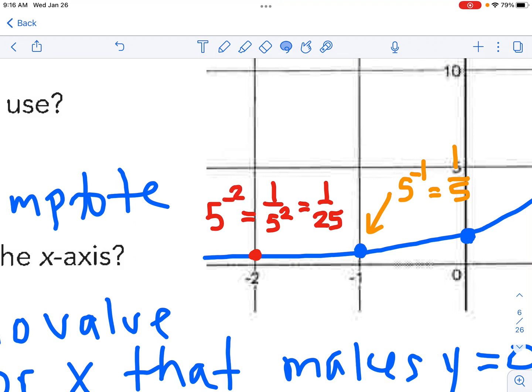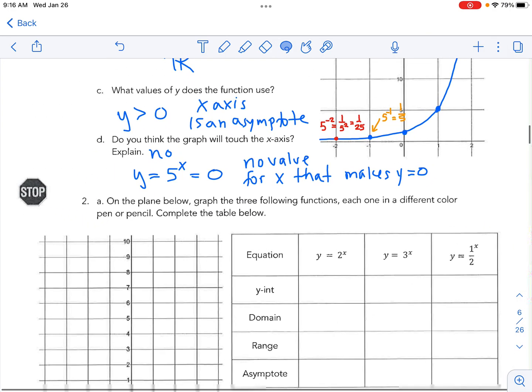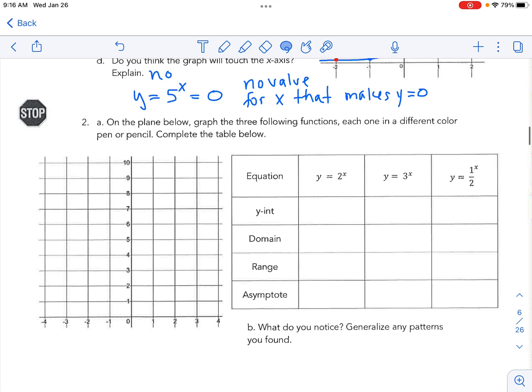Let me make that a little more obvious that it's a negative 2. There we go. Okay, so let's take a look at what is happening here. And we did this a little earlier, where we would modify our functions and see how they change on the axis. So we're gonna look at a couple of different functions here.